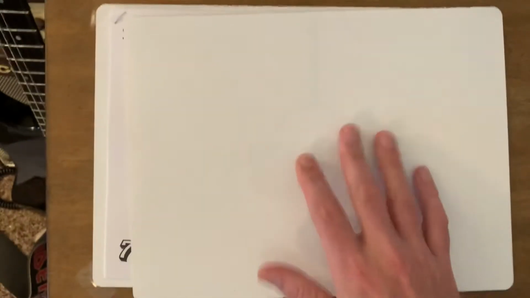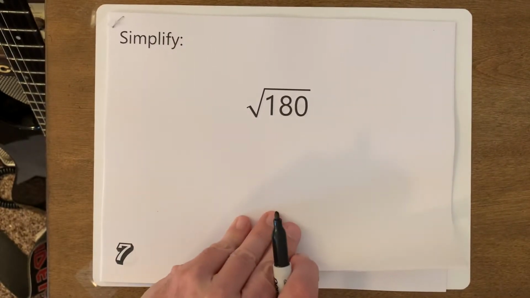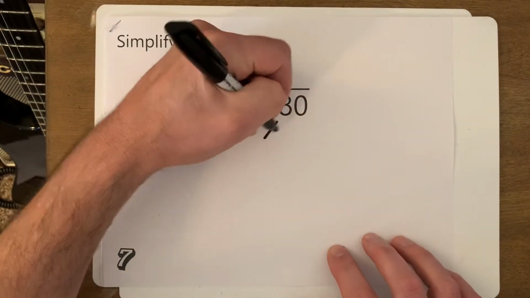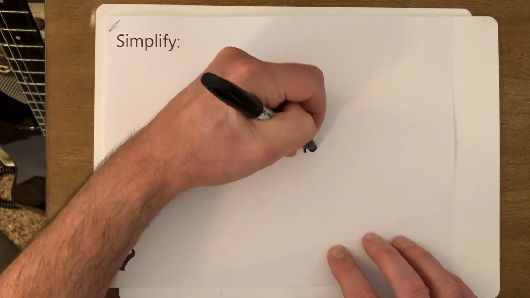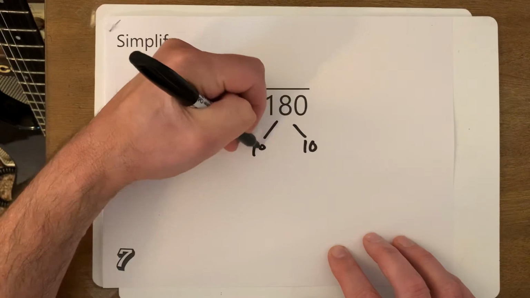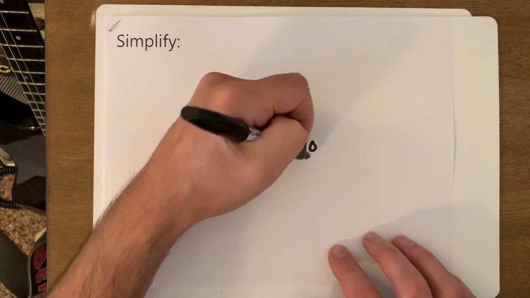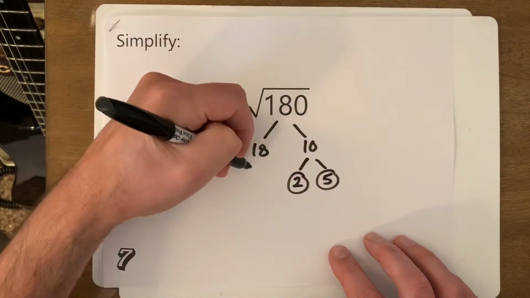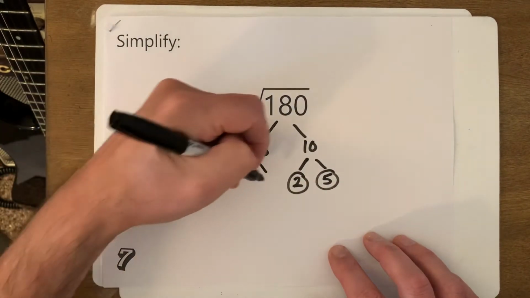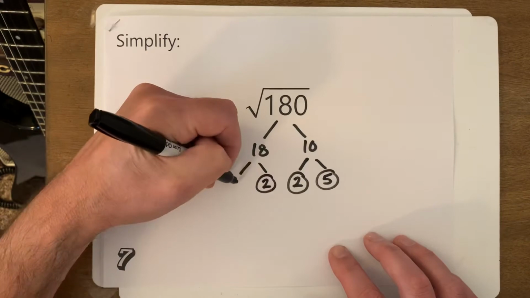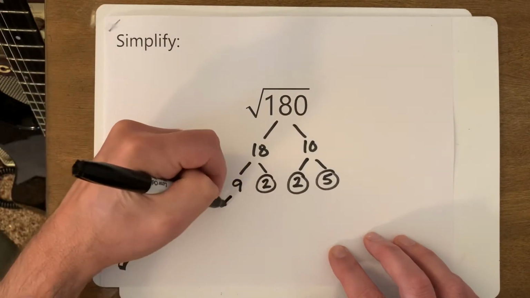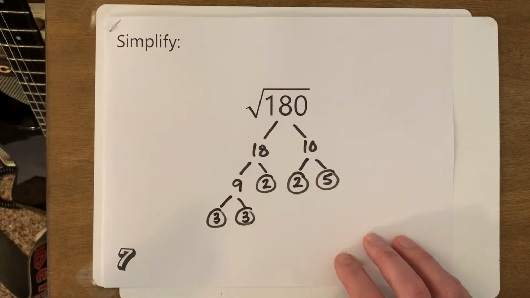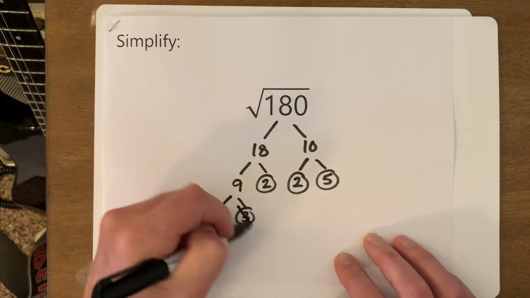All right, let's try this time, root 180. Okay, square root of 180. This time, let's do 10 and 18. Okay, 10 is 2 and 5. 18 is 9 times 2. And 9 breaks down further into 3 and 3. All right, so I've got a couple pairs here. Got a pair of 3s.